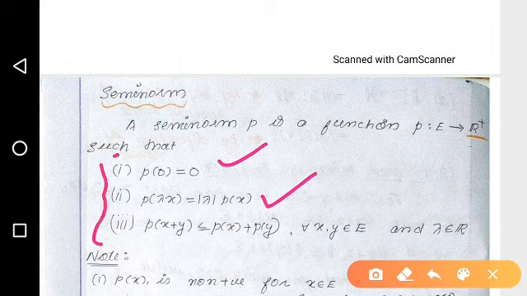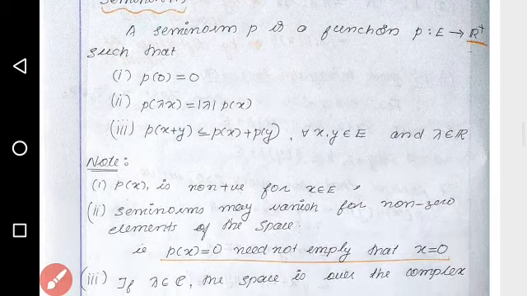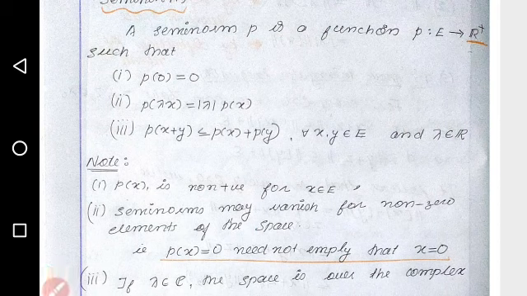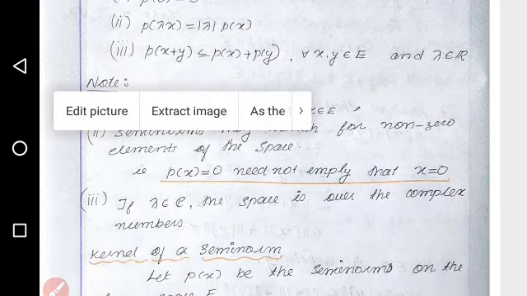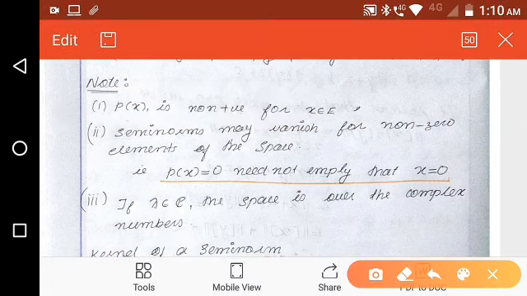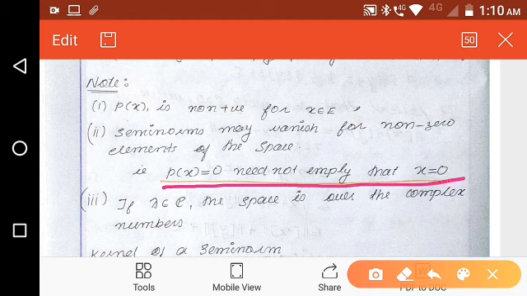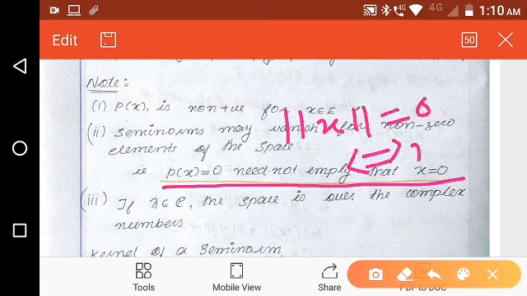But for a norm, P of x equal to 0 if and only if x equal to 0 should be there. But in the case of semi-norm, the semi-norm may vanish for non-zero elements of the space. You should understand one thing: in the case of semi-norm, P of x equal to 0 need not imply that x equal to 0. Usually, norm of x equal to 0 if and only if x equal to 0.